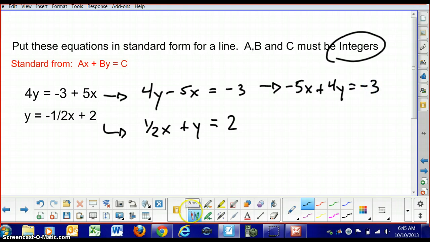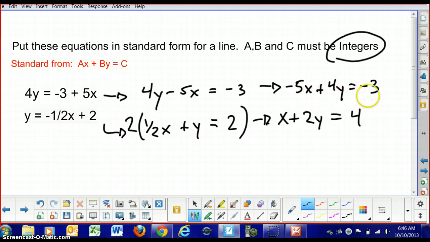And then down here on the bottom, I almost have it except this 1/2. Because that's not an integer, this isn't technically standard form yet. So what I need to do is get rid of the 1/2, and that's going to be done by multiplying both sides of the equation by 2. So if I multiply everything by 2, this now becomes x plus 2y equals 4. Now we have it in standard form. Ax plus by equals c, and ax plus by equals c. So very nice. Now we're ready to move on.